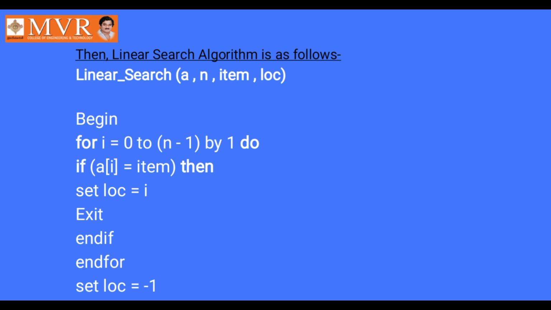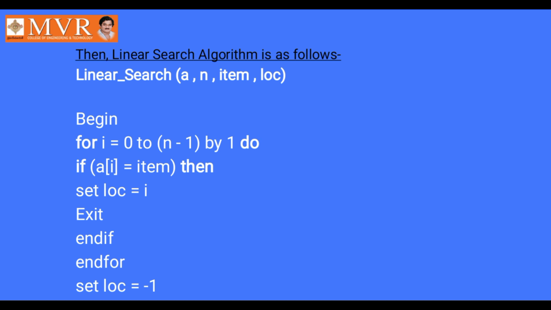Since I am performing the linear search technique, I have given it a relevant name, linear search. And in this you can see A, n, item, location. A is the name of the array, n is the size of the array, and item means the element to be searched. Whatever element I have to search will be item.